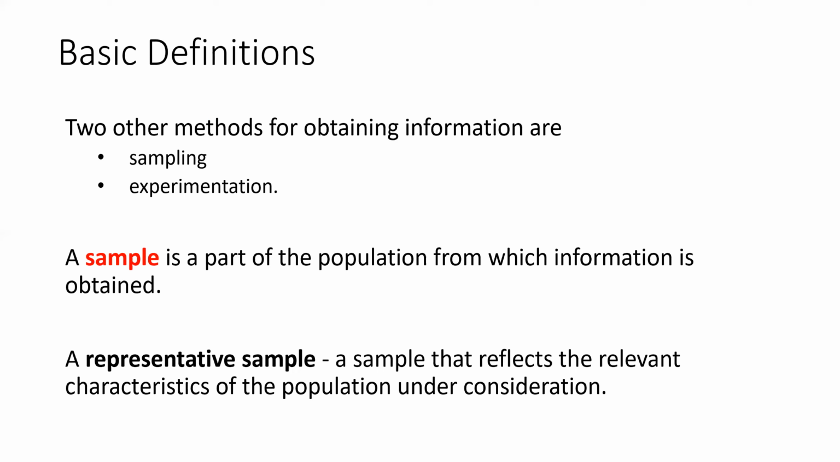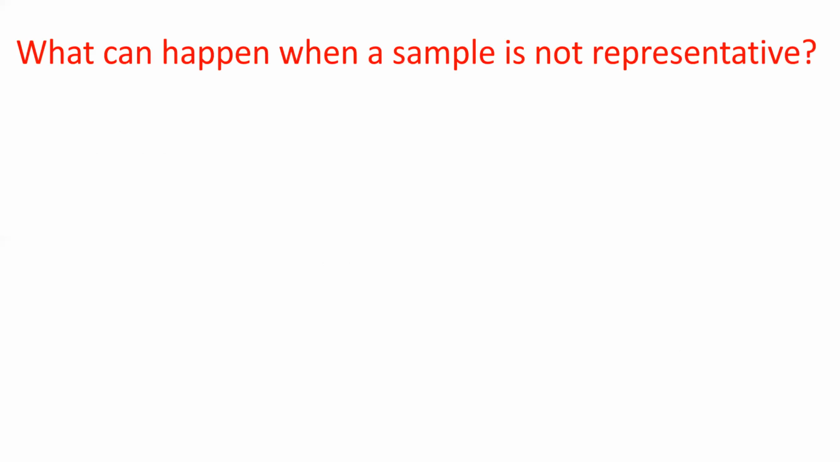And it's very important that our sample is representative of the population, so that by selecting a sample, we did not omit certain traits or groups that are present in the population but are not represented in our sample. So it is important that the sample is representative of the population. What can happen when a sample is not representative? We have a couple of examples from history.